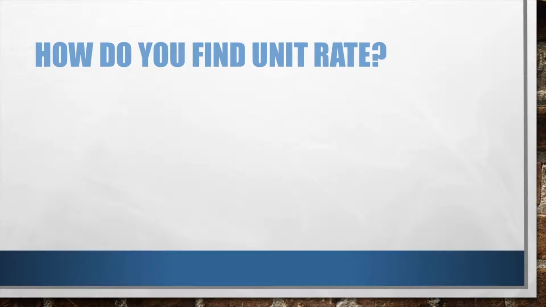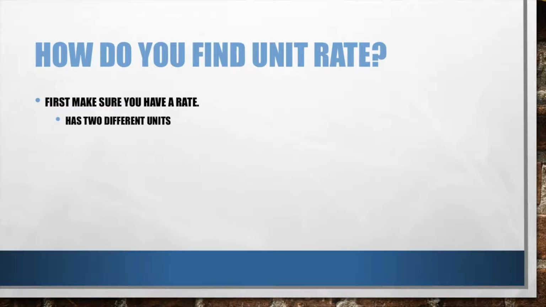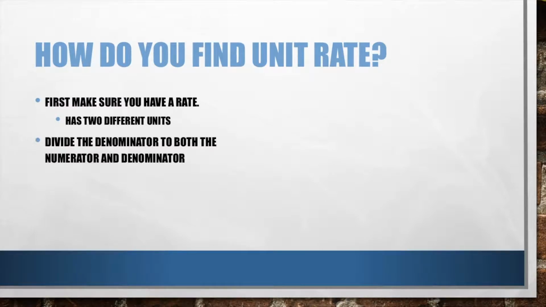So how do we find unit rate? Well, we have to make sure that we have a rate first. Make sure we have 2 different units stated. After we ensure we have a rate, we are then going to divide both the numerator and the denominator of our fraction by the denominator. That will allow us to simplify the denominator to equal 1, because that's what our unit rate is. We have to have a denominator of 1. And then after that, all we're going to do is simplify our expression. So whatever the fraction is, we're going to simplify it to where the denominator is 1 and the numerator is a simplified expression of the division.